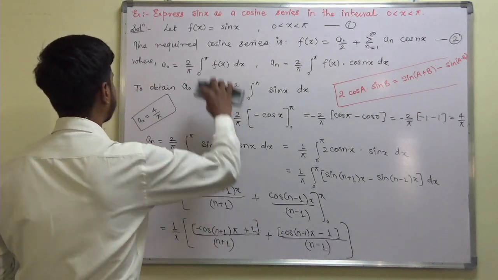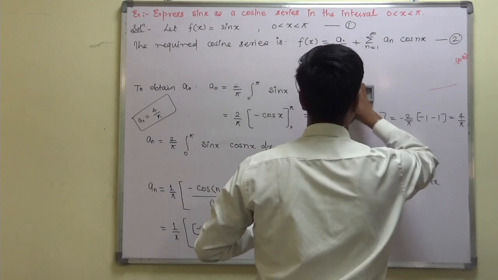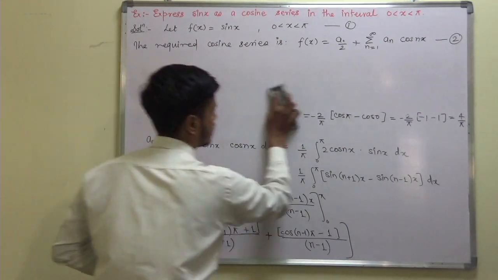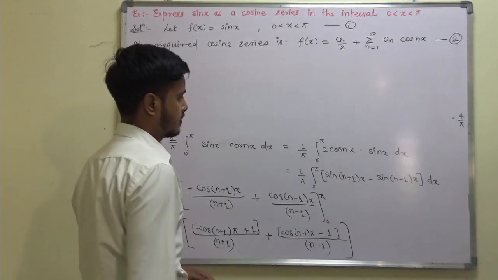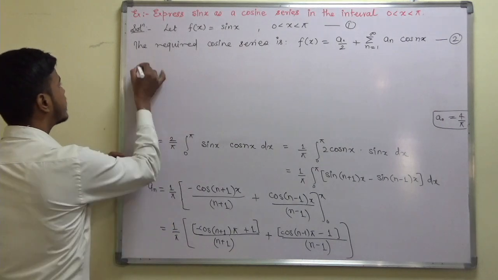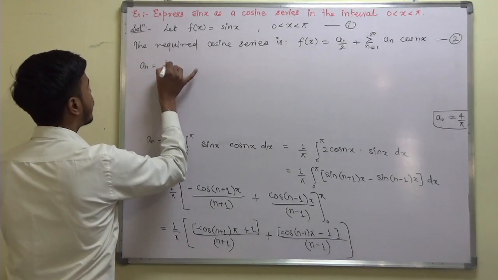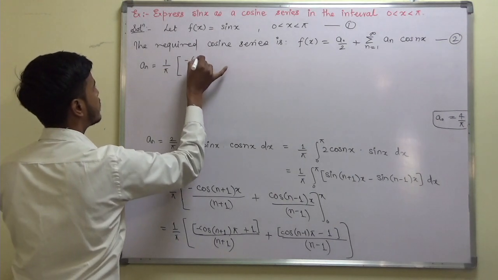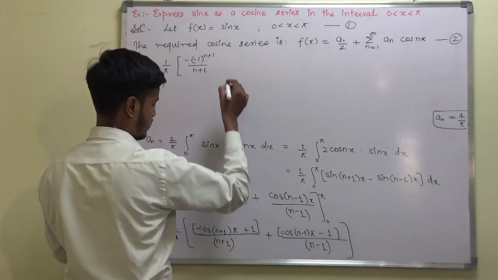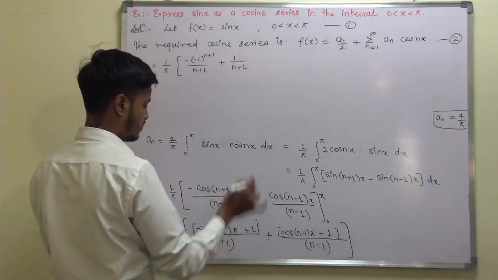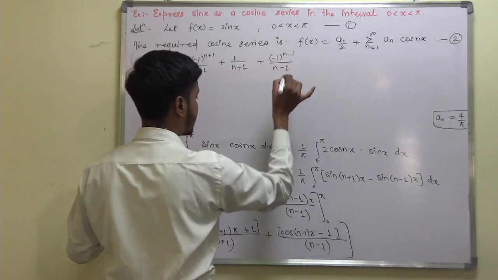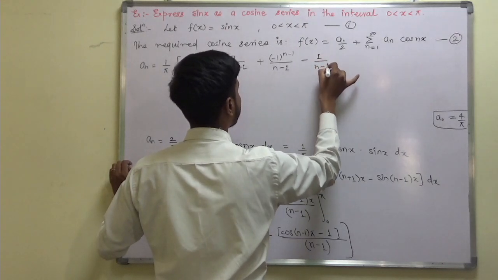So I will remove this. My a0 is 4 by pi, so just remember this a0, 4 by pi. Okay, continuing with this, an is equal to 1 by pi, and this is minus of minus 1 to the power n plus 1 upon n plus 1, plus 1 upon n plus 1, this plus this is minus 1 to the power n minus 1 upon n minus 1 minus 1 upon n minus 1.